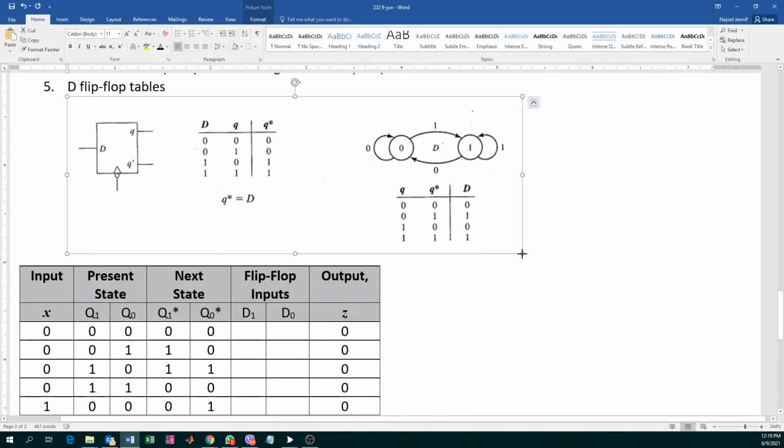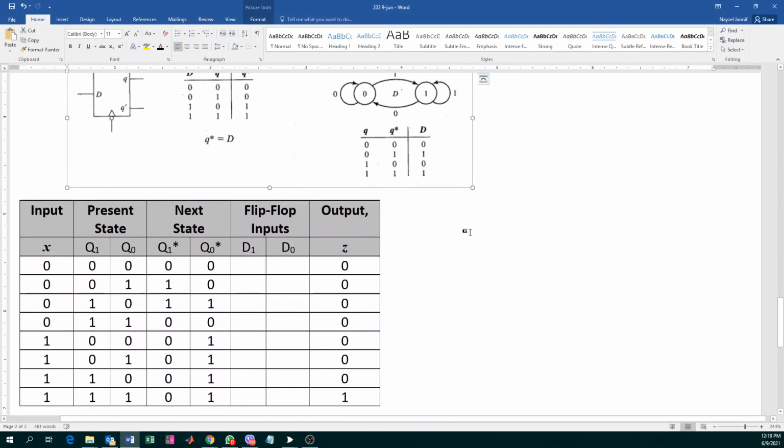All right, now let's have a look at this. Guys, any questions? Any mistakes I've made or something like that? Are you guys okay? All right.